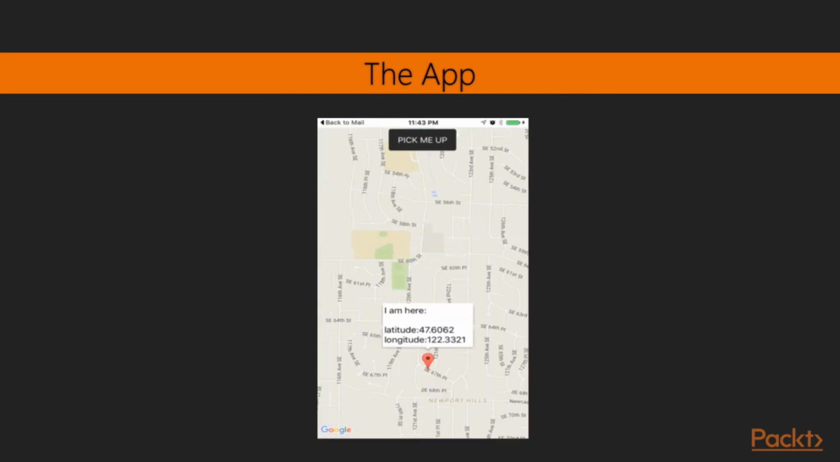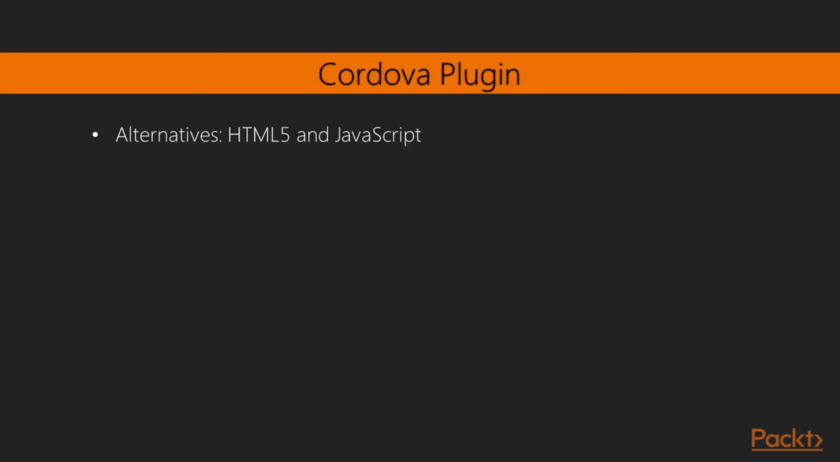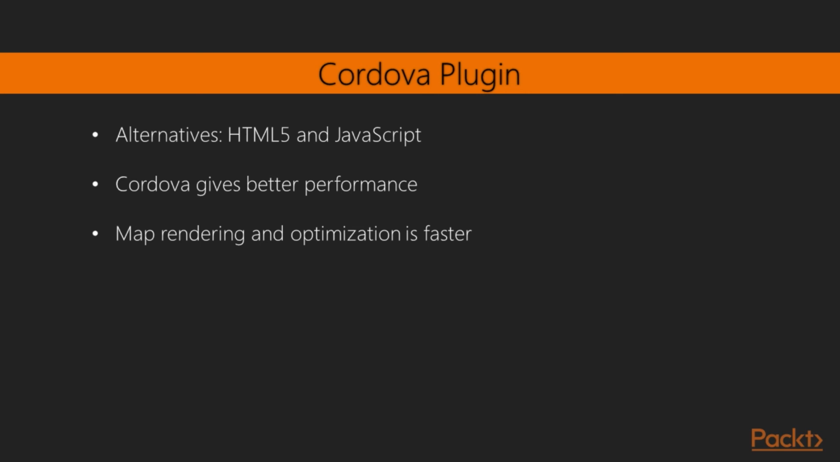When users click on the Pick Me Up button, it will go to the current device location and show the longitude and latitude information. It is possible to use HTML5 and JavaScript version of geolocation and maps instead of the Cordova plugin. However, you'll see a negative impact on performance. It's very obvious that if you use the SDK, map rendering and optimization tends to be faster. In addition, HTML5 geolocation sometimes has some strange bugs that require the user to accept permissions twice, once for the app and once for the inside browser object.